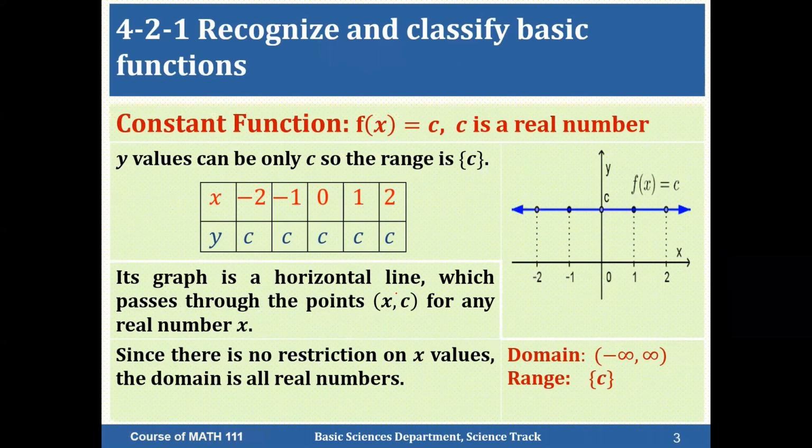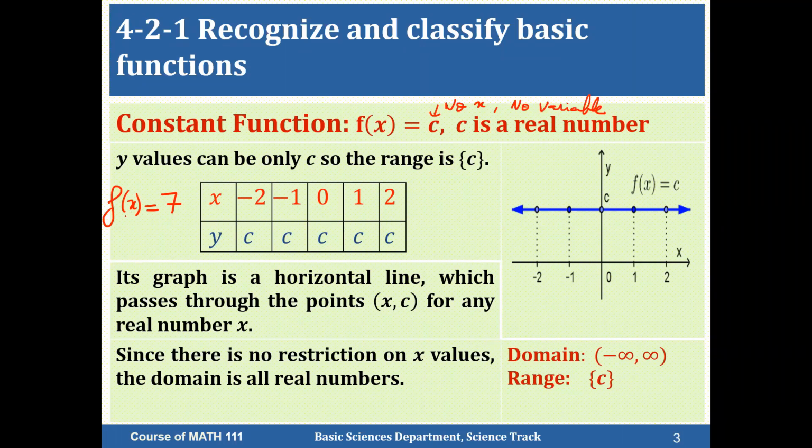So let's start with the constant function. Here, f of x, the function is called f, the variable is x, and f of x equals c. You see here, there is no x in the expression. No variable in the expression. So it's constant in terms of x. Take an example, say f of x equals 7. This is a constant function.